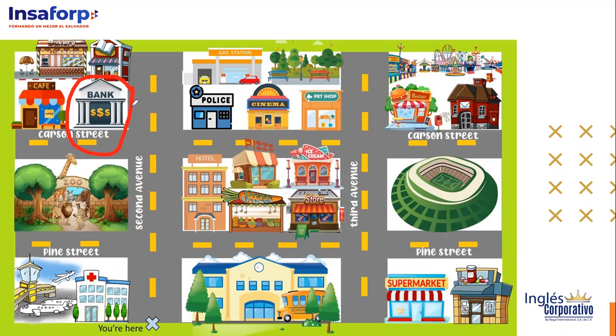What will be your direction, Heriberto? Give me your direction. Go one. The Carson Street. Go along or go straight. Vete recto. Go along or go straight. Go straight ahead on Carson Street. Drive one block or walk one block.